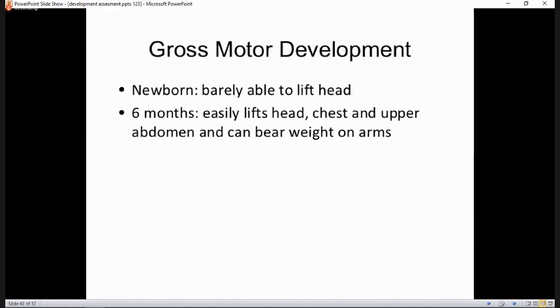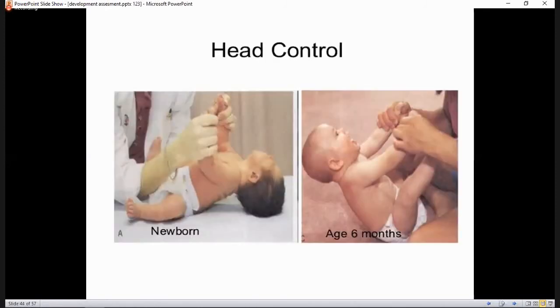As far as gross motor is concerned, a newborn is barely able to lift the head, as compared to the 6 months old child, who can easily lift head, chest, and upper abdomen and can bear weight on arms. You can see this. On the left side is the newborn, in which there is a lagging of the head, unable to hold the head, as compared to the 6 months old child, who is able to control the head.